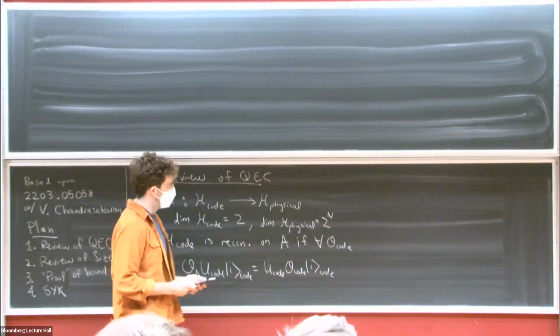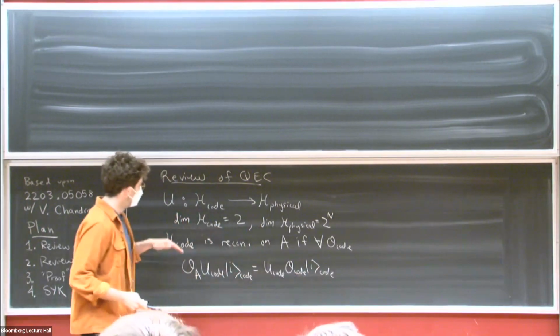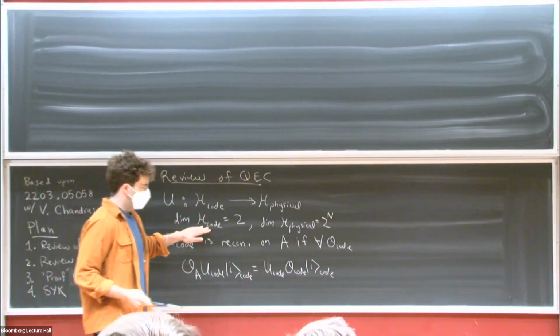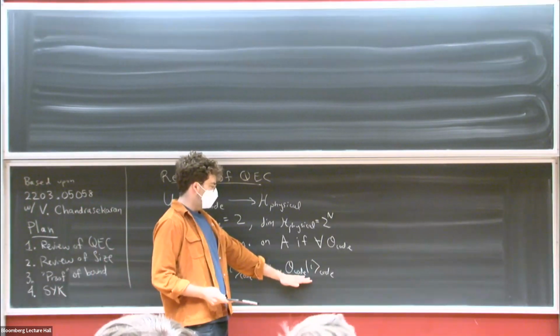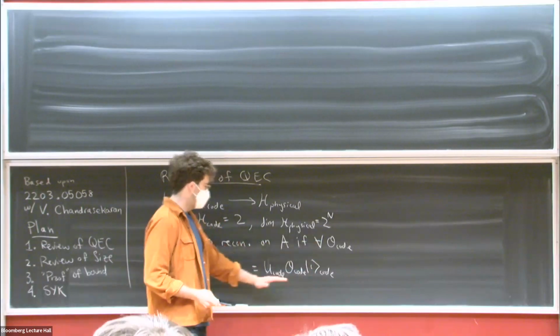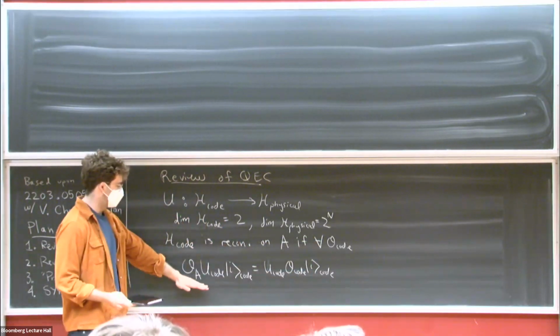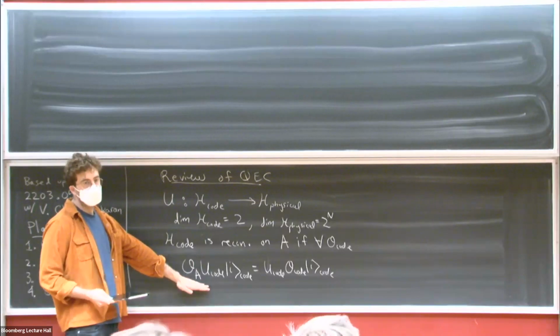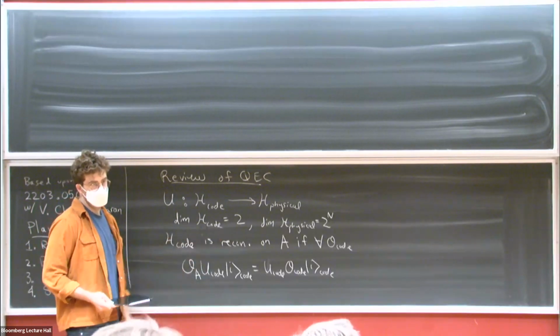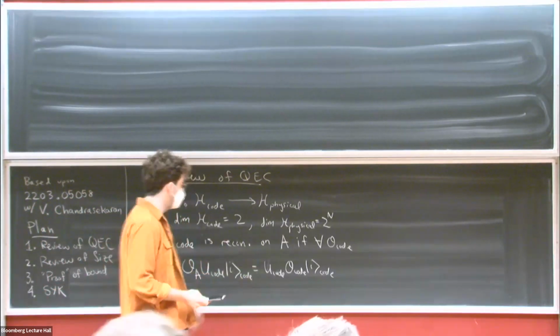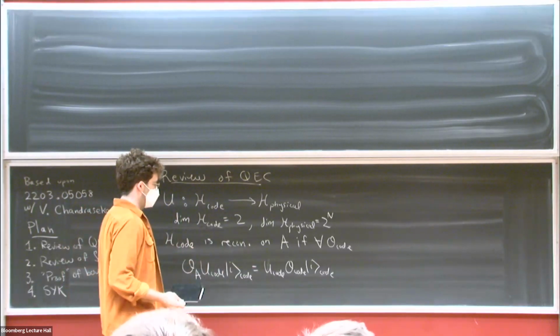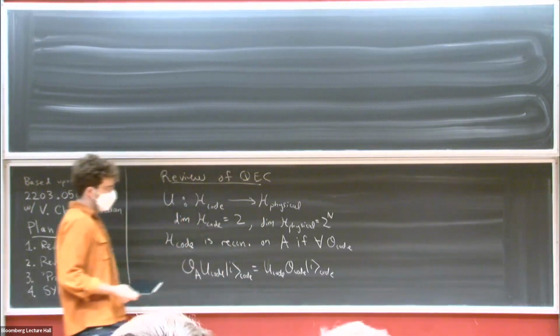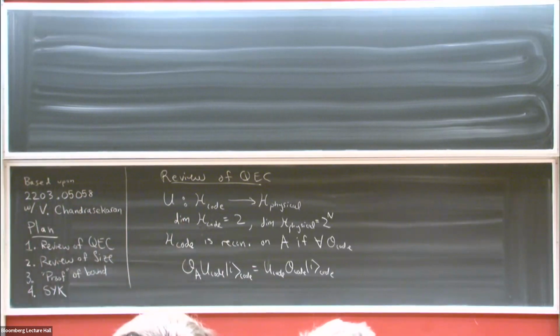So given some logical operator, let's say the code space is 2-dimensional, so it's a qubit, this could be a sigma x, which acts by doing a bit flip. Then you embed it into the Hilbert space, and that means there's an operator purely supported on A which does that job on the code subspace. It might do some wild stuff outside of the code subspace, but we just care about what it does in the code subspace.